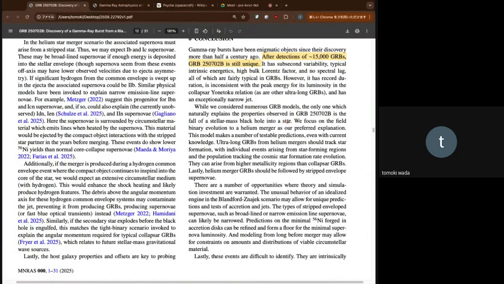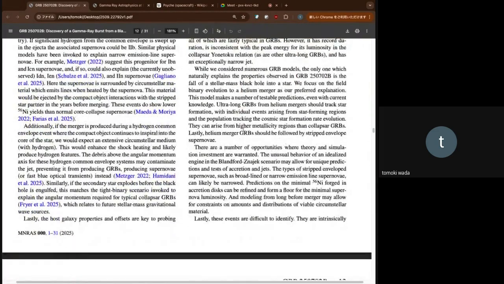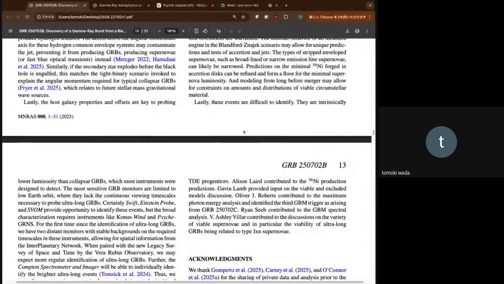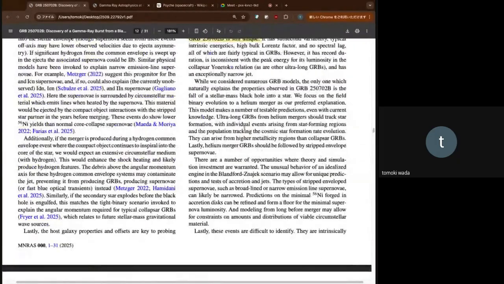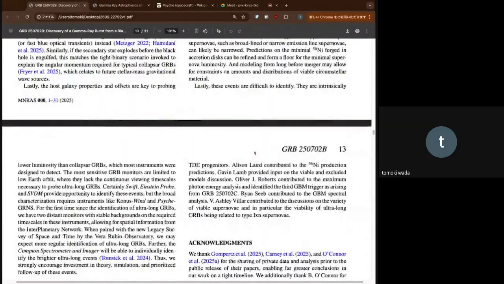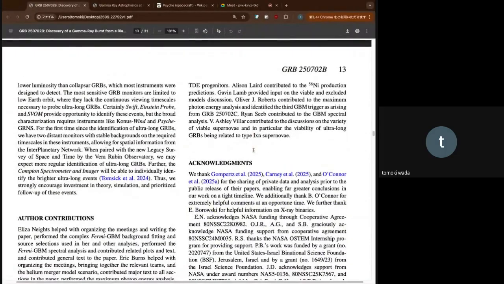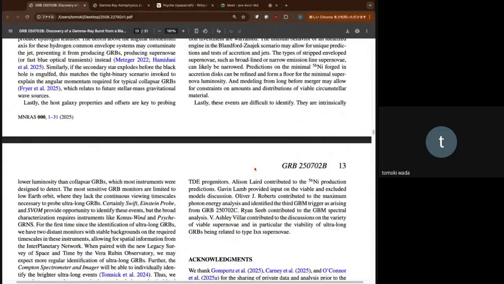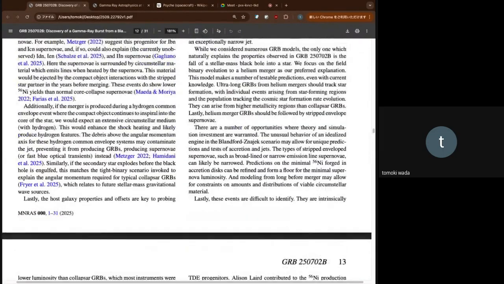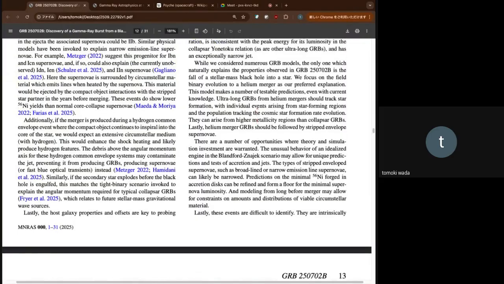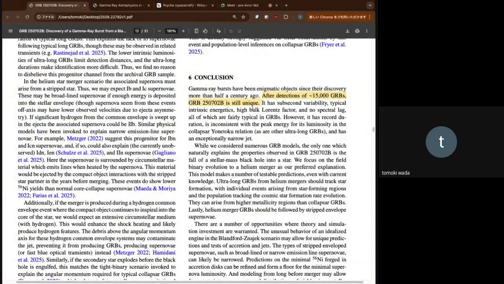Okay, maybe that's all from this paper. Maybe I missed some parts, so if we check this paper in detail, we can find some interesting points in addition to this. And there are already some papers, some possible scenario papers regarding these GRBs. Okay, that's all from me. Thank you. Any questions?